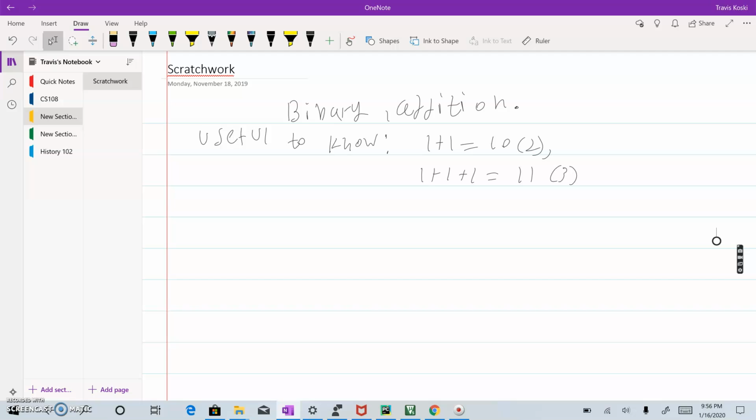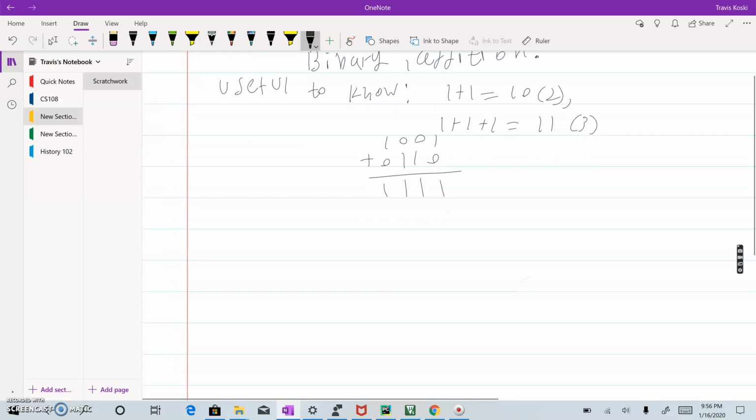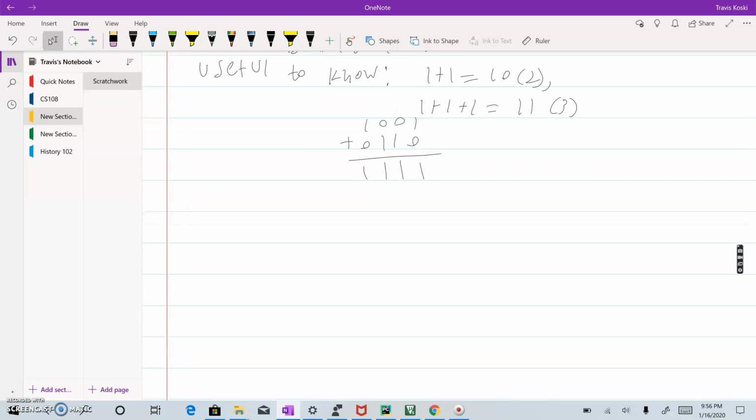I'm going to start with one really simple, just to show you that it can be extremely easy. So let's say I have 1, 0, 0, 1, and I want to add to that 0, 1, 1, 0. Bit by bit, digit by digit, you just do it the same as you would in decimal. 1 plus 0 is 1, 1, 1, and then 1. So that's the easy example because we didn't have to carry.